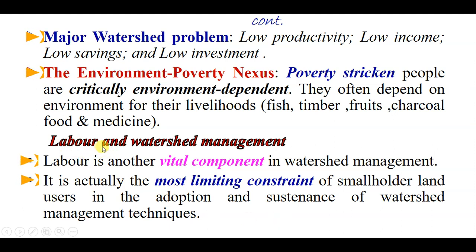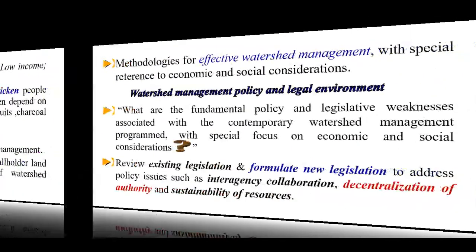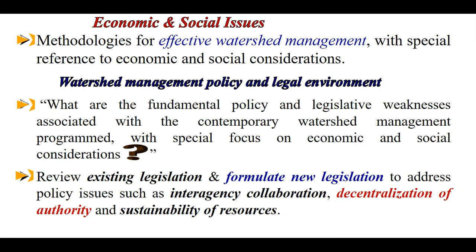Labor and watershed management. Labor is another vital component in watershed management. It is actually the most limiting constraint for smallholder land users in the adoption and sustenance of watershed management. Economic and social issues: methodologies for effective watershed management, with special reference to economic and social considerations.